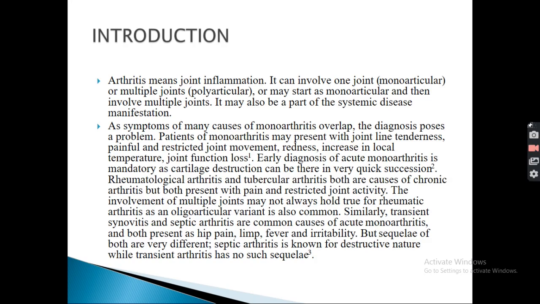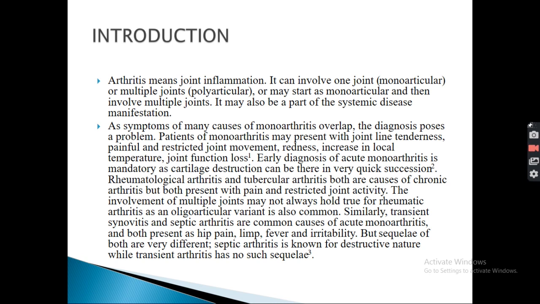Introduction. Arthritis means joint inflammation. It can involve one joint or multiple joints, or may start as monoarticular and then involve multiple joints. It may also be a part of systemic disease manifestation. As symptoms of many diseases of monoarthritis overlap, the diagnosis poses a problem.